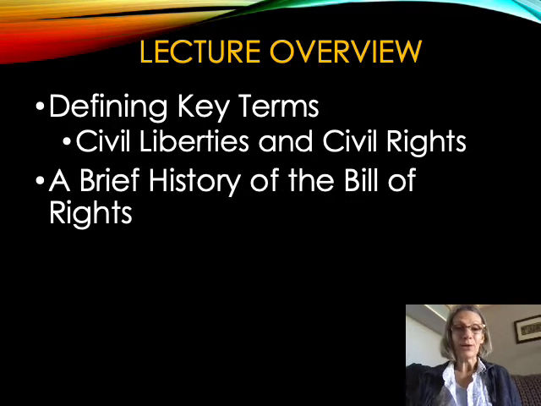Then we're going to take a look at the brief history of the Bill of Rights. As many of you know, the Bill of Rights is the first 10 amendments to the United States Constitution, and they're amendments. And so when the Constitution was initially ratified, the ratification did not include the Bill of Rights. And so we're going to talk about why the Bill of Rights was not a part of the initial 7 articles of the Constitution and why they came about as amendments.